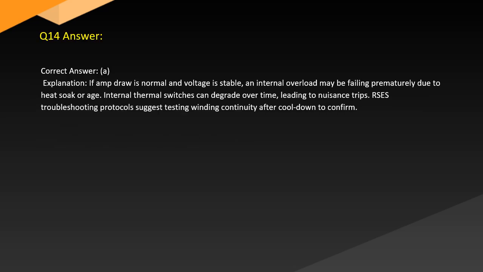Answer. Correct answer, A. Explanation. If amp draw is normal and voltage is stable, an internal overload may be failing prematurely due to heat soak or age. Internal thermal switches can degrade over time, leading to nuisance trips. RSES troubleshooting protocols suggest testing winding continuity after cool down to confirm.